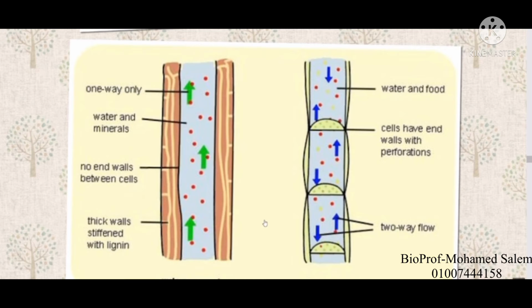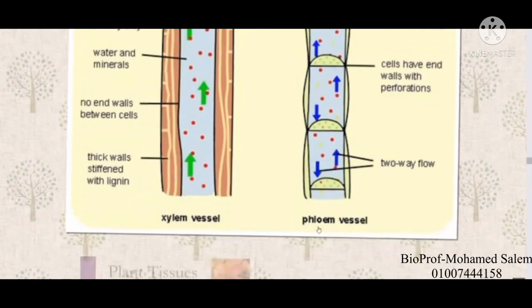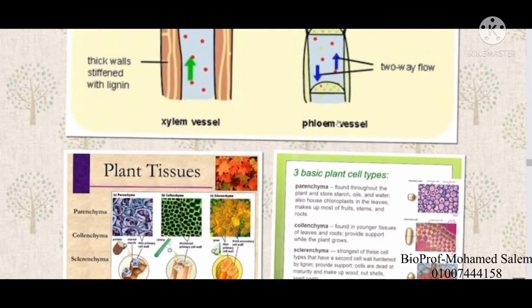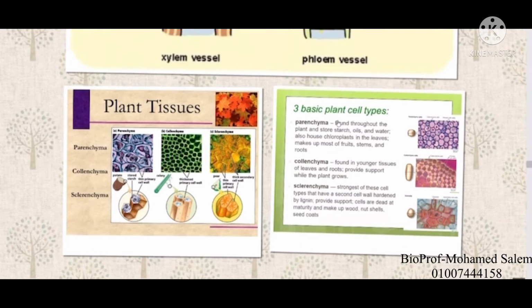Okay. But in phloem, there is cytoplasm inside, but the nucleus is found in the companion cell. This is for transporting water, and this is for transporting food. So we have here the three simple tissues of the plant: parenchyma, collenchyma, sclerenchyma.